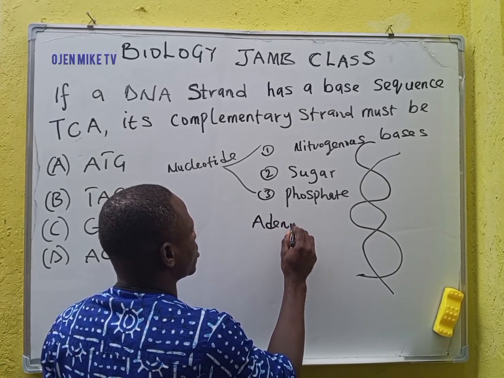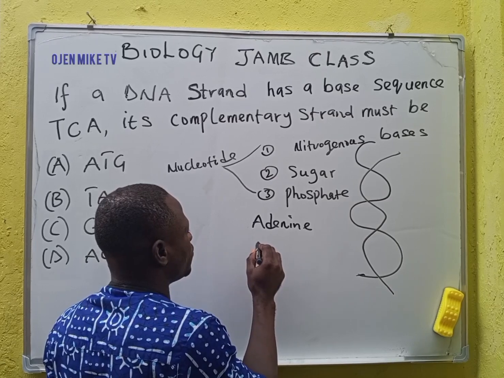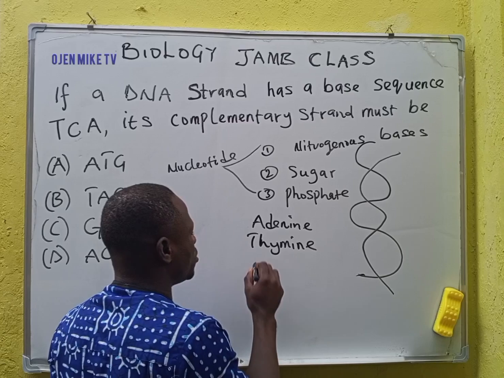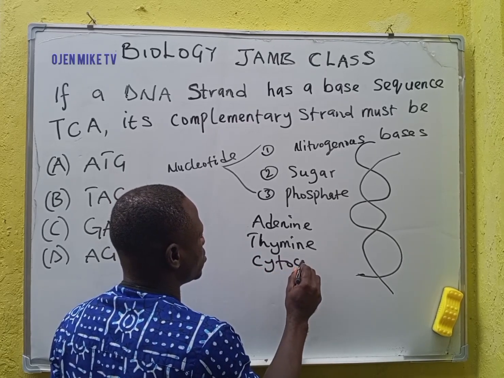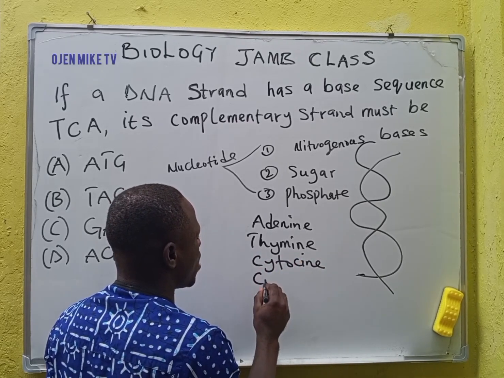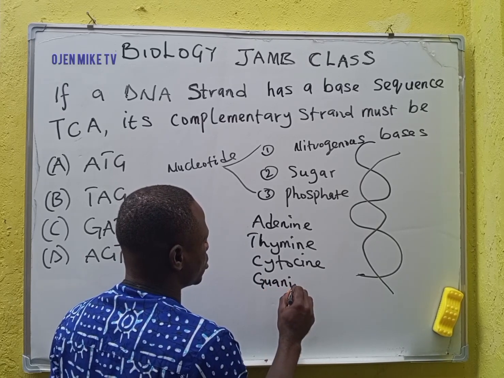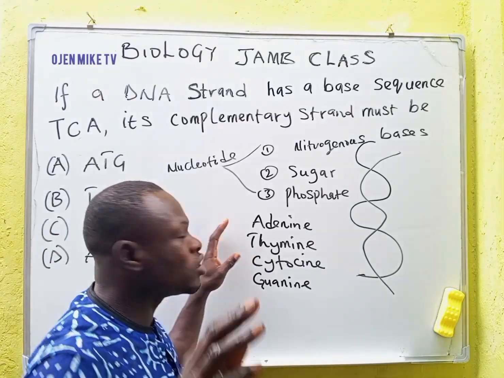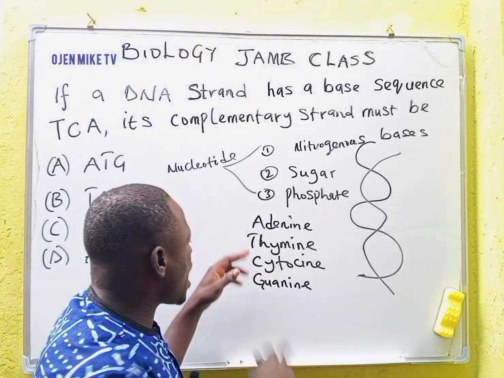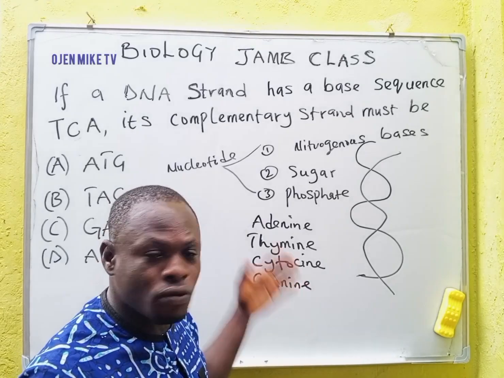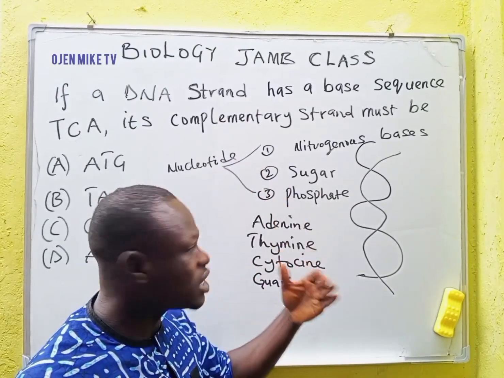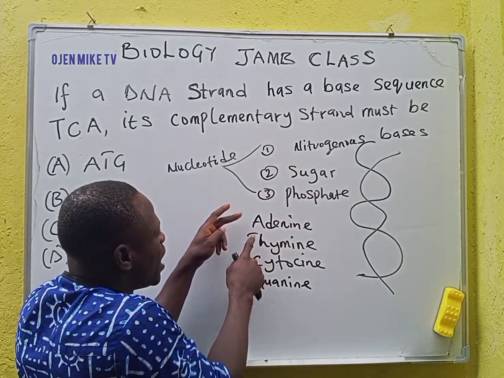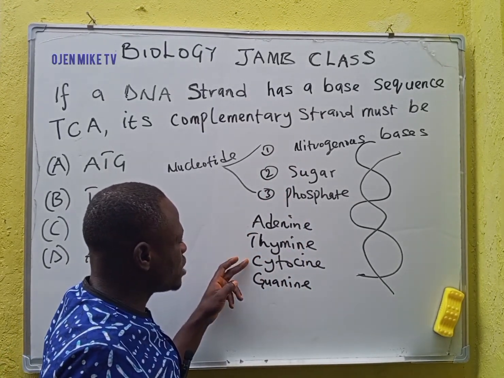Now, what makes up the nitrogenous bases are what we call A, T, C, G: adenine, thymine, cytosine, and guanine. These are the nitrogenous bases. There are four nitrogenous bases in DNA. In RNA, thymine is replaced by uracil, but we are not asked about RNA, ribonucleic acid. We are asked about DNA. So the nitrogenous bases in DNA are adenine, thymine, cytosine, and guanine.